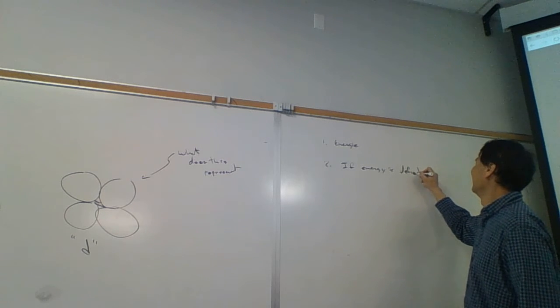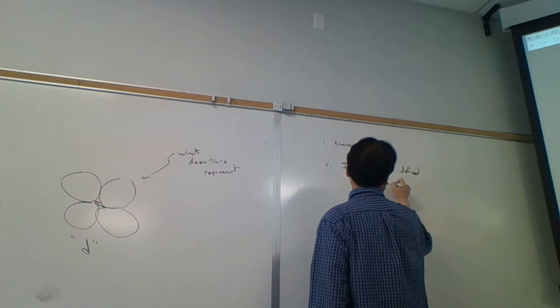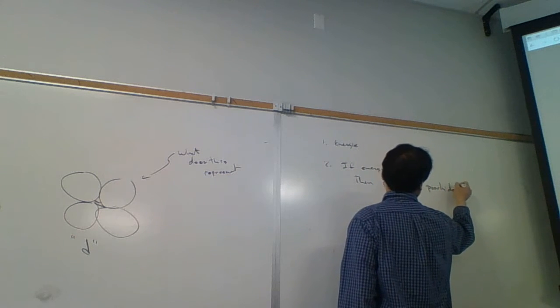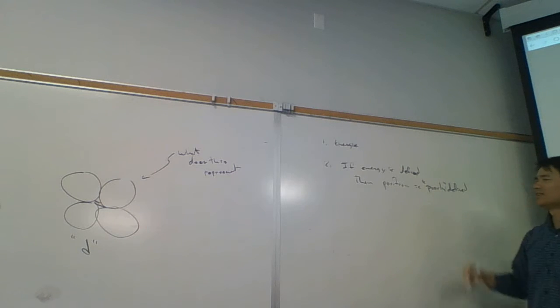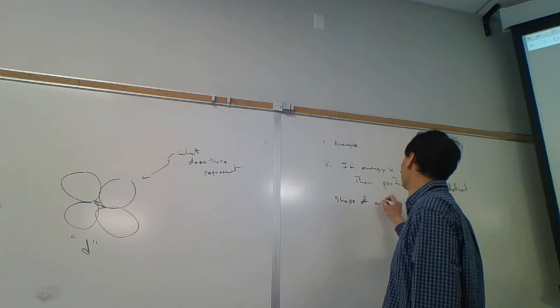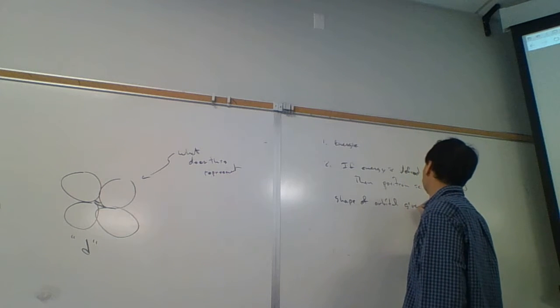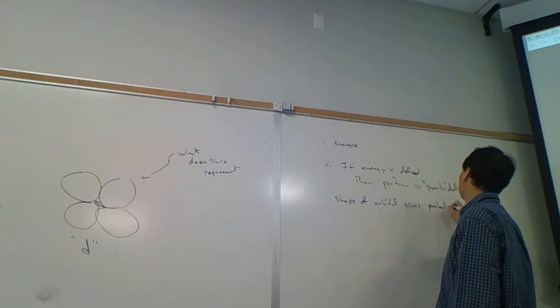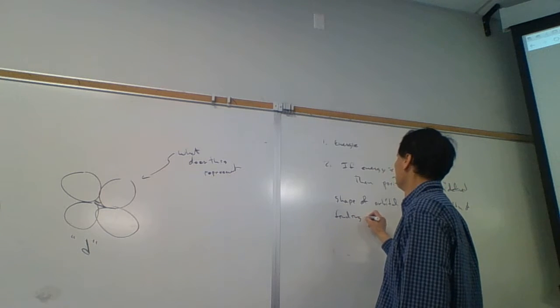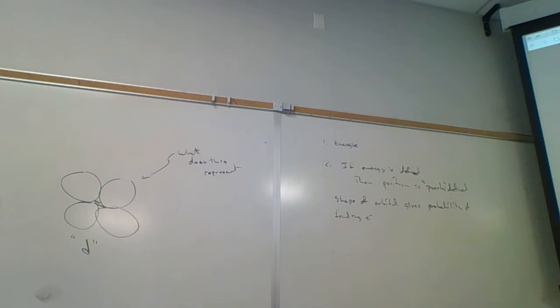then position is poorly defined. What I mean by poorly defined is you can't be anywhere. There are some certain probabilities. The shape of the orbitals gives the probability. The defining shape of the orbital gives the probability of finding an electron. So normally there's like a 95% probability of finding an electron.